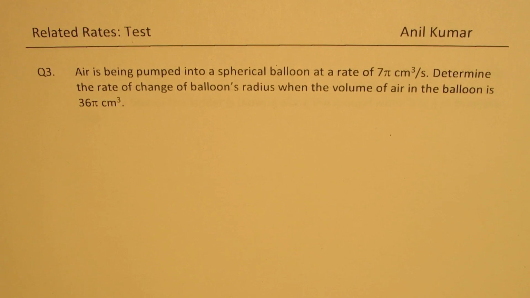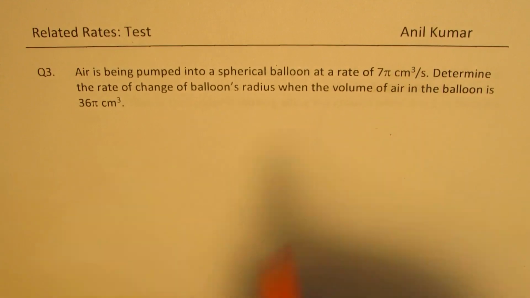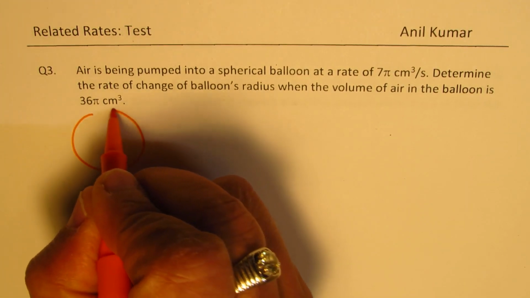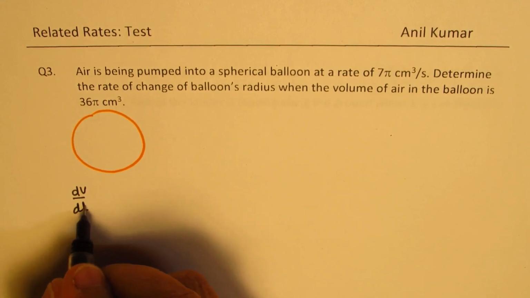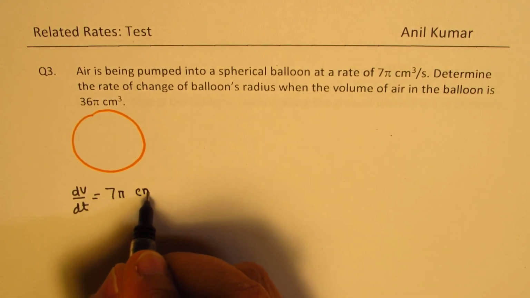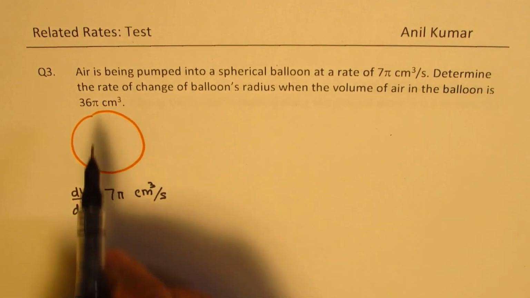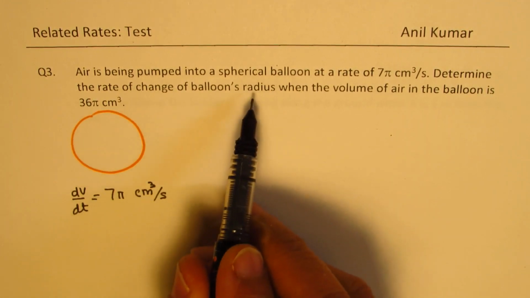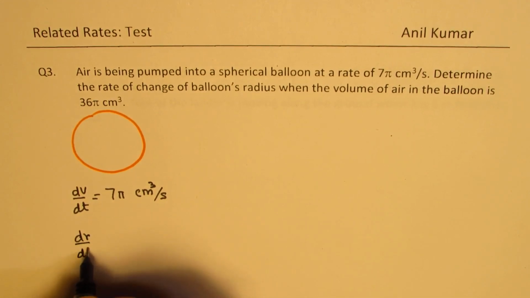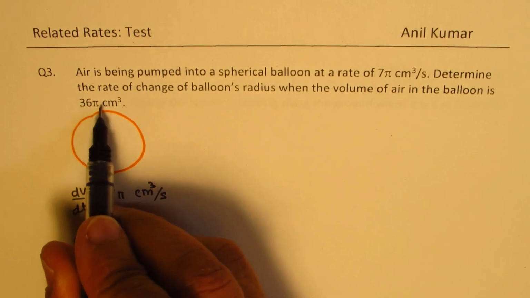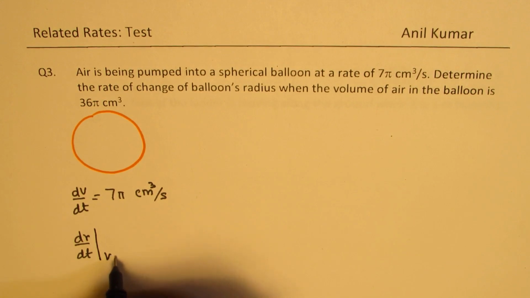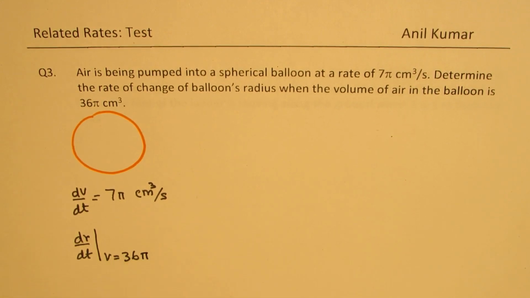Right? Question number 3. Air is being pumped into a spherical balloon at the rate of 7 pi centimeter cube per second, right? So let's say that is our spherical balloon, and air is being pumped at a rate of this. That means change in volume, right? So we have dV/dt given to us, which is 7 pi centimeter cube per second. Determine the rate of change in balloon's radius. That means we need to find dr/dt when the volume of the air in the balloon is 36 pi centimeter cube. When the volume is equal to 36 pi.